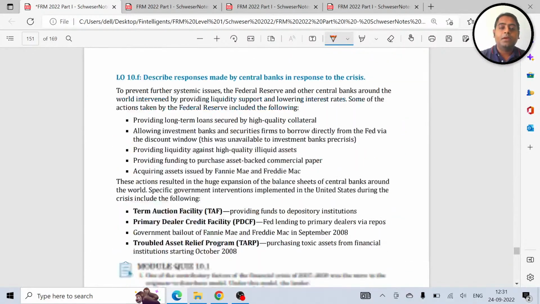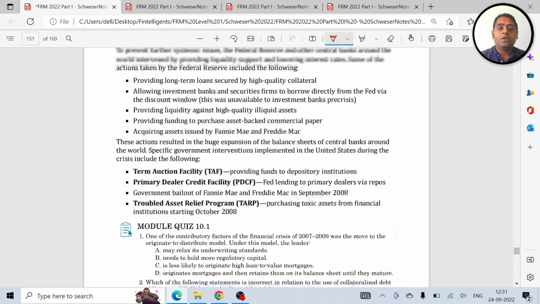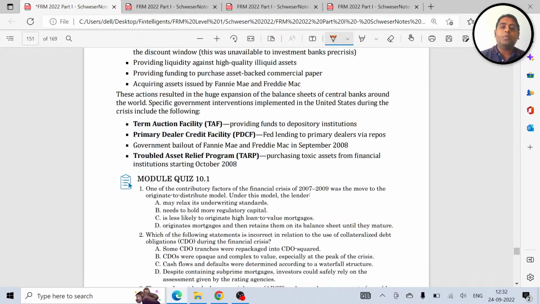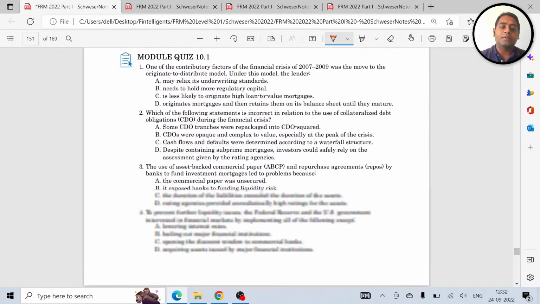Interbank intervention: I'm not very sure of these four pointers, but if you're reading, just have a look at it, at how the policy intervention happened. Very less chances, because they might test you more on the asset liability mismatch from this chapter.